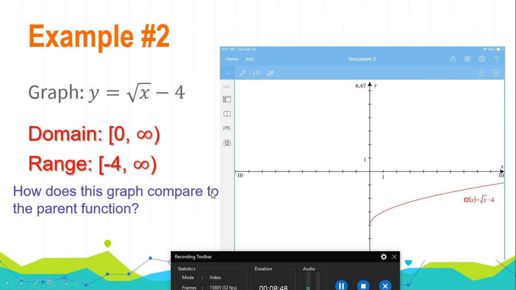How does this graph compare to our parent function? It's still typically the same, but we can tell that it went from (0, 0) and it's been moved down 4 units. Notice the -4 is outside that square root function. That's our movement up and down. So we can simply say the function moved 4 units down.